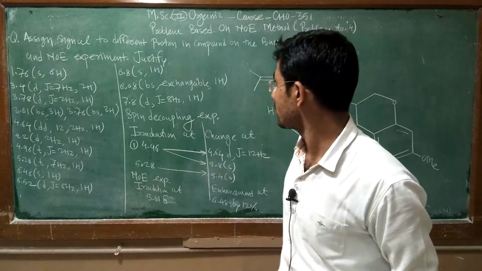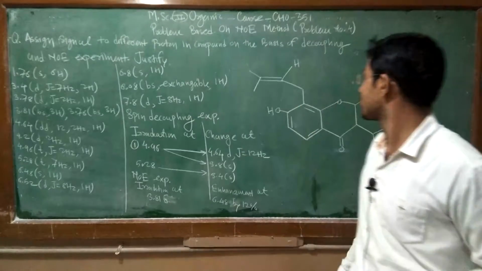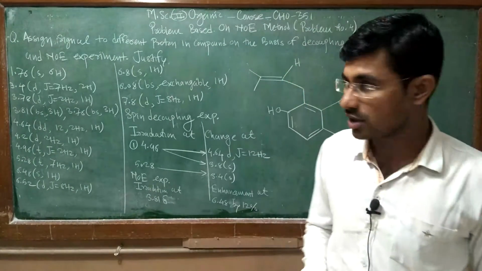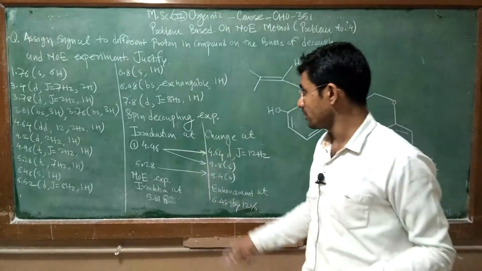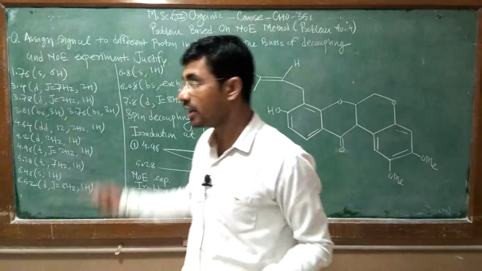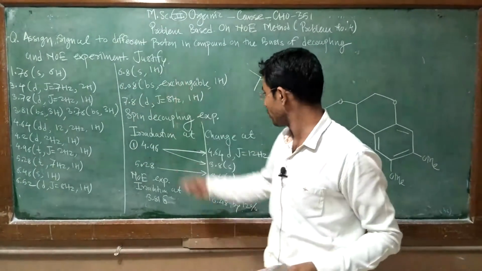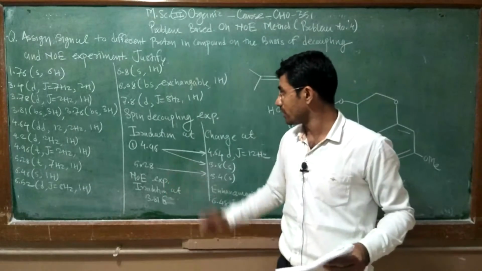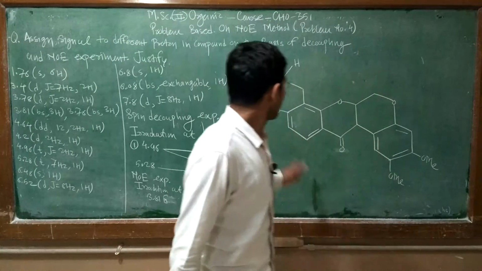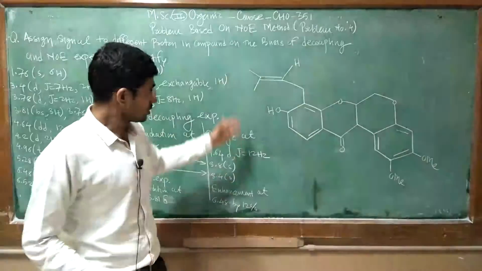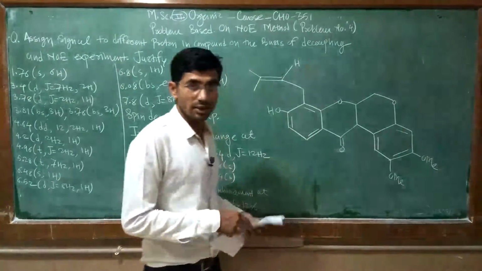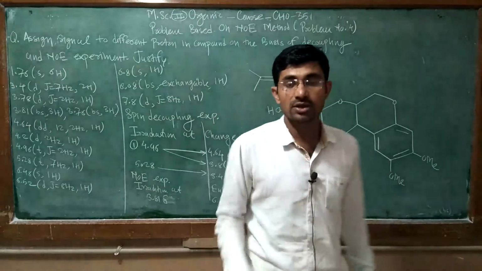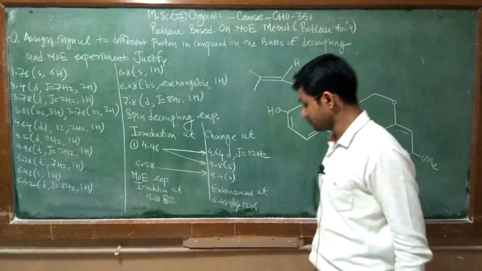Let us assign the signal to different protons in the compound on the basis of decoupling and NOE experiment. And after that you have to justify your answer. So the signals are given; I have already written here the signals, also the irradiation and change, and also the NOE experiment. Also over this structure you have to assign the signal. So before that, on this structure you have to show the protons firstly.